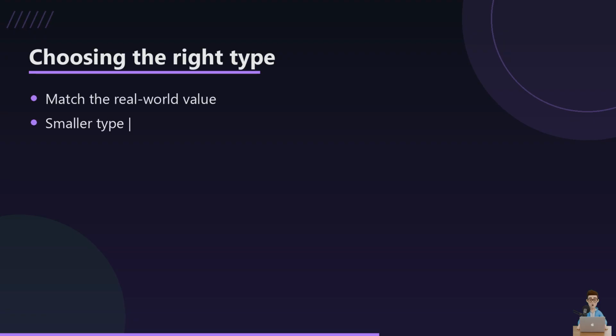Here's the trick, name the real thing first, then let the type follow. A phone number sounds like a number, but you never add two phone numbers together, and leading zeros matter, so it's really text. So don't ask what looks numeric, ask what you'll actually do with it.